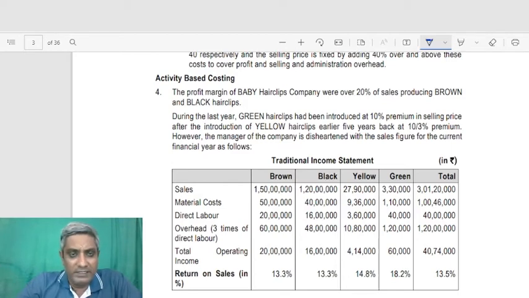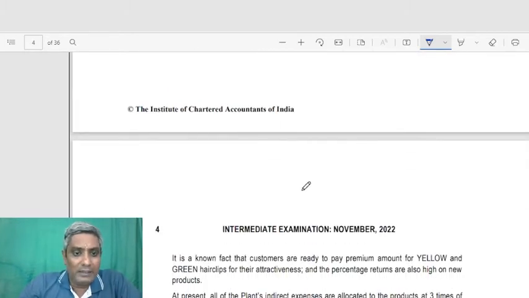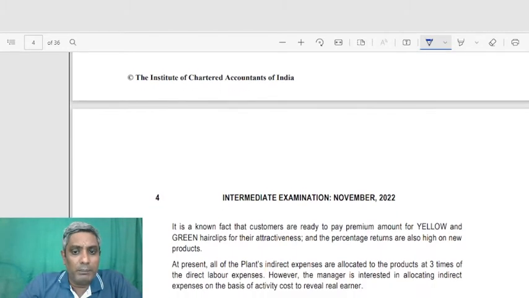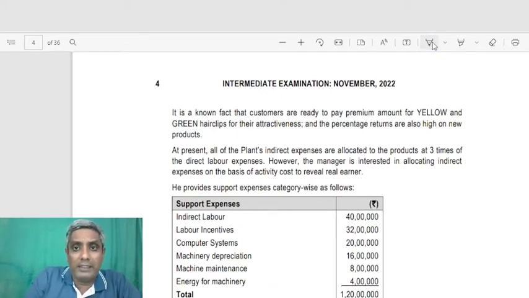Now, the sales is given, material cost, direct labor, overhead at 3 times of direct labor, total operating income and returns on sales. These are all very simple. You know how it is being done. So these are all the data. Now let us go further. It is known that the customers are ready to pay a premium amount for yellow and green hair clips for their attractiveness. So for the product attractiveness, they are ready to pay a premium and percentage returns are also high with the new product. So that is one element.